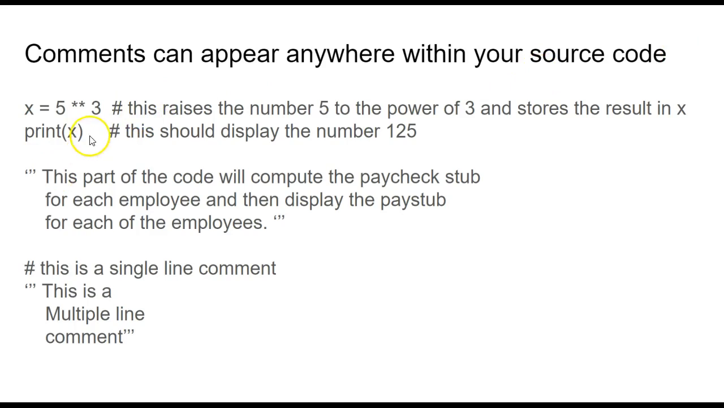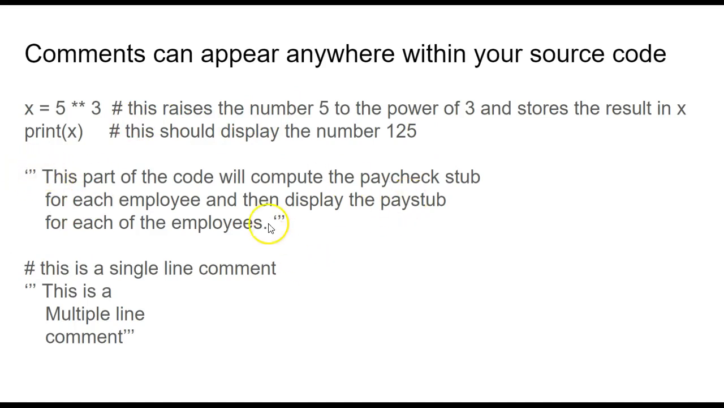Comments can appear anywhere in your code. For example, if I had a line of code x equals, this is actually going to later be pronounced gets, 5 star star, which is asterisk asterisk, which is multiplication multiplication, but when I put these two together, it's actually called raised to a power. So 5 raised to the power of 3. Well, here's a comment that explains that. This raises the number 5 to the power of 3 and stores the result inside of this thing called x, whatever that means. Here's my print function, and I can say print x. Well, what does that do? Here's a comment. This should display the number 125.